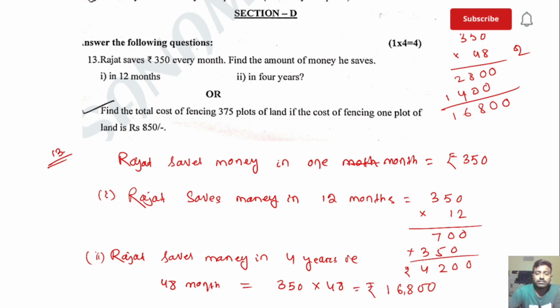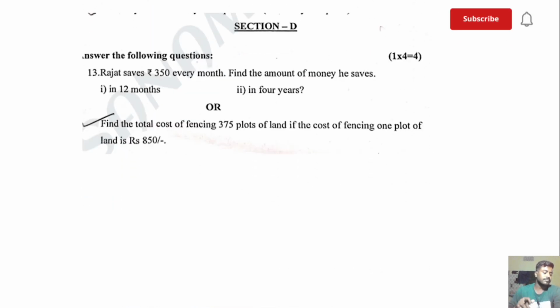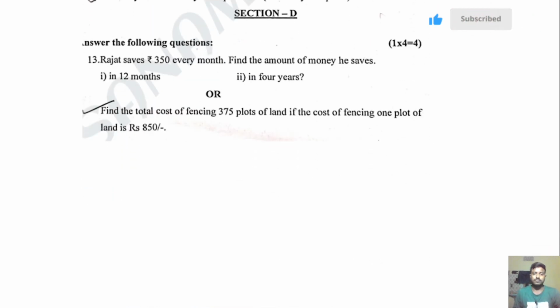Okay. Now next, odd number. Find the total cost of fencing 375 plots of land, if the cost of fencing one plot of land is this, means multiply. So write down cost of fencing. This is the last question.